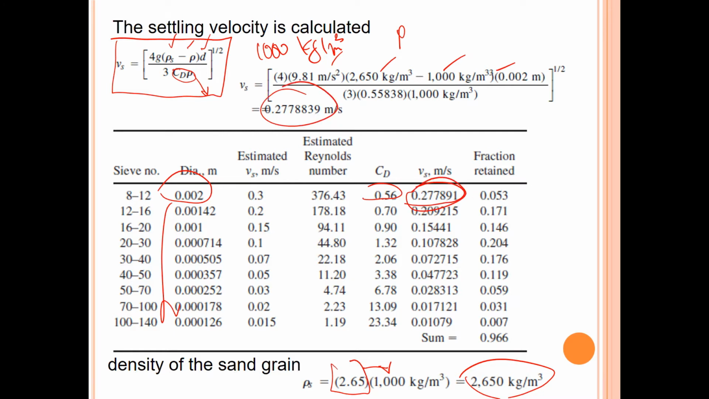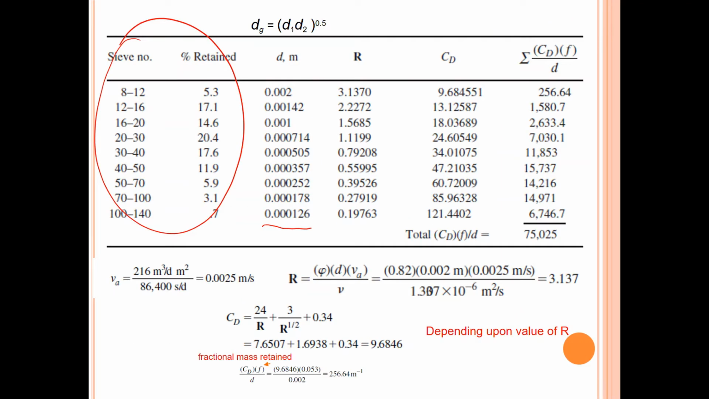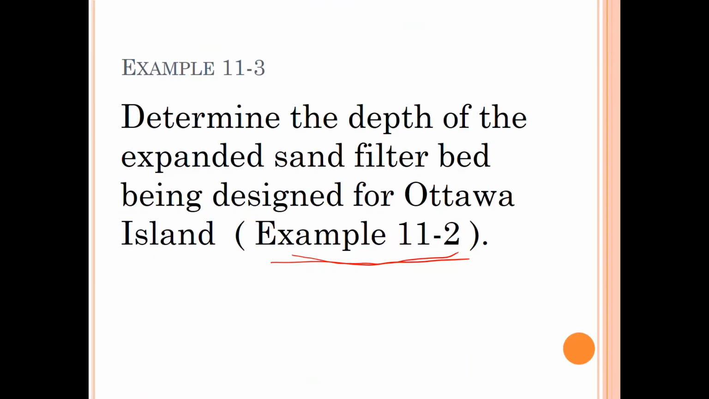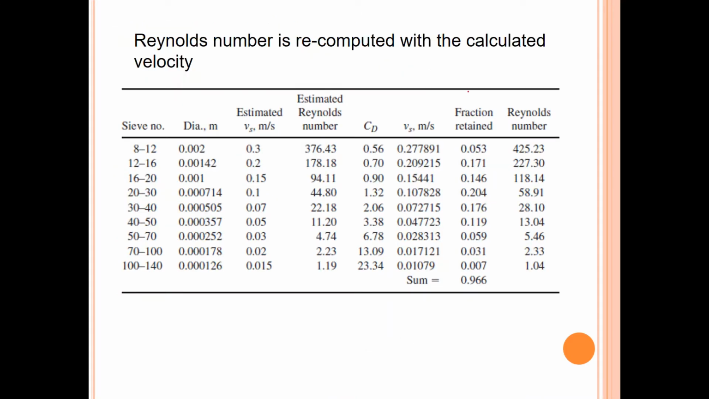Okay, we have these columns filled now. This is the new estimate of velocity that we just calculated. We also have this information already given, because in the last example we know the percentage retained during sieve analysis, and we can convert it into fraction. So here we put these in fraction. This is actually F.